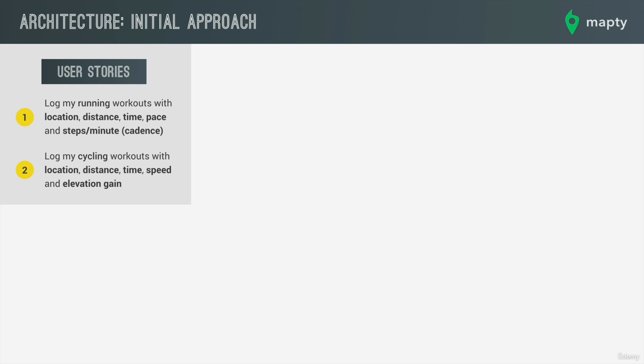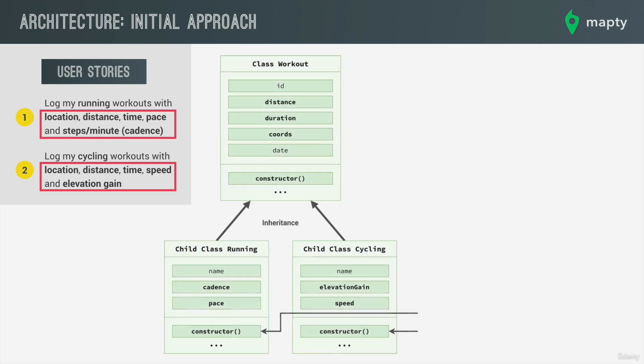So right in the first user story, we can already see that we will somehow need to store the location, distance, time, pace, and steps per minute. And to fit the second user story, we will have to implement basically the same data. So again, location, distance, time, and speed, but then also the elevation gain instead of the steps per minute. And so we will design our classes so that they can create objects that will hold this kind of data. And I believe that this is the best way of designing the classes to really fit our user stories.